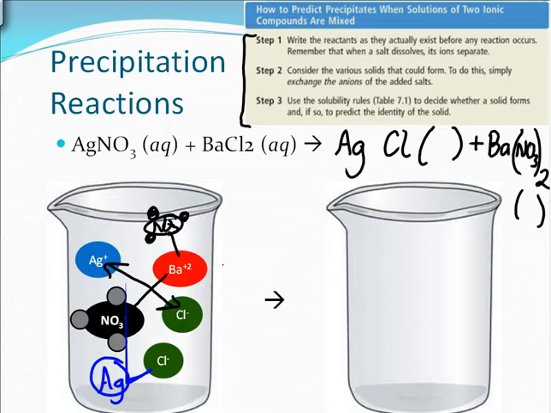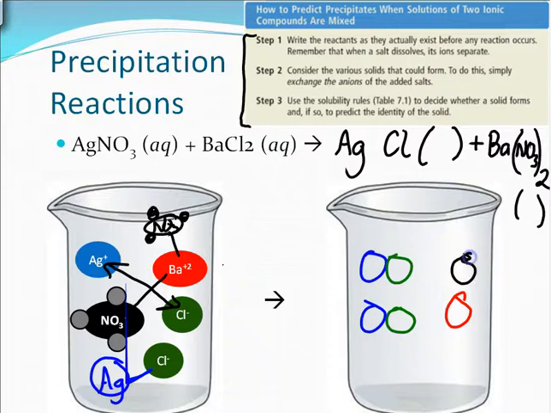So in the end, our picture should look like this: an Ag with a Cl, an Ag with a Cl, and then a Ba with an NO3.